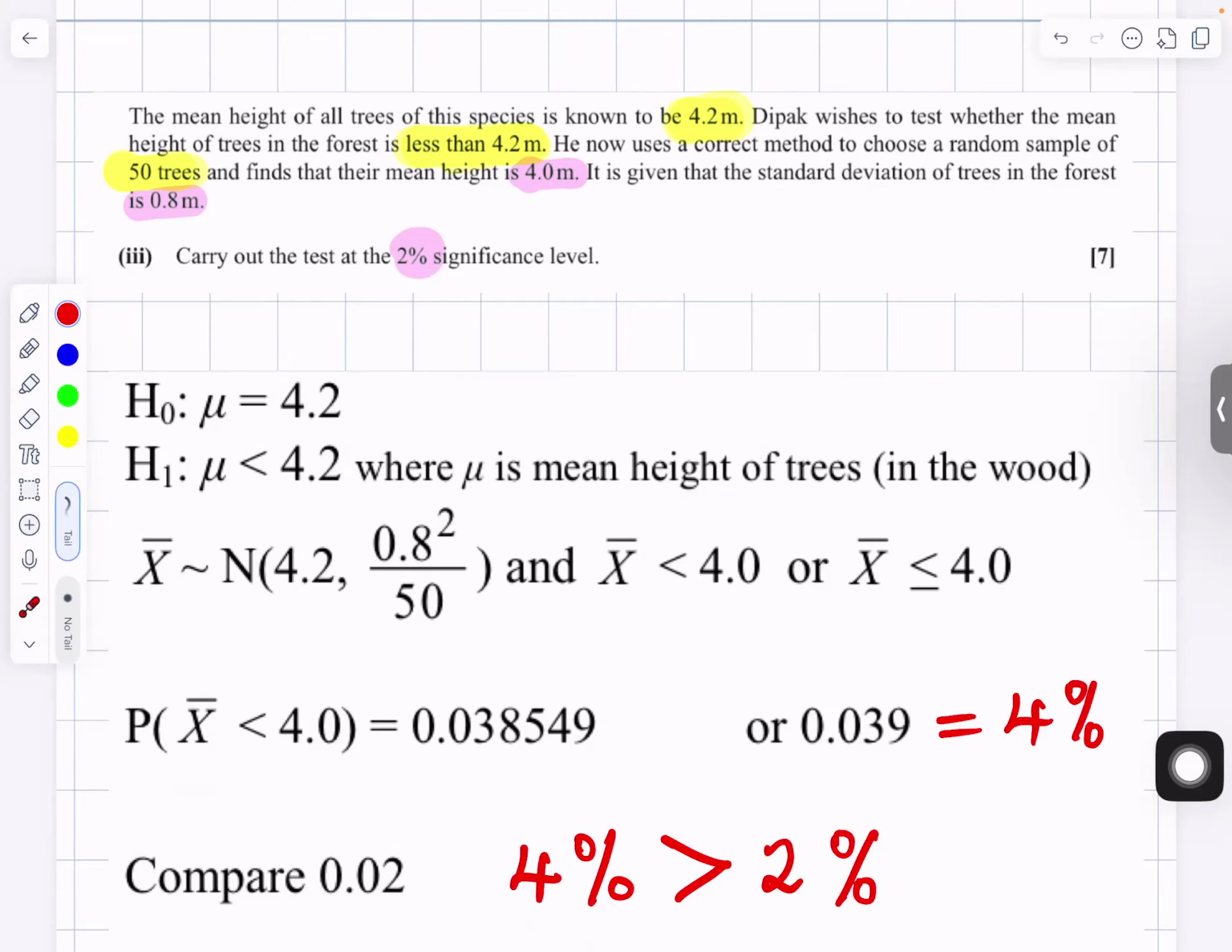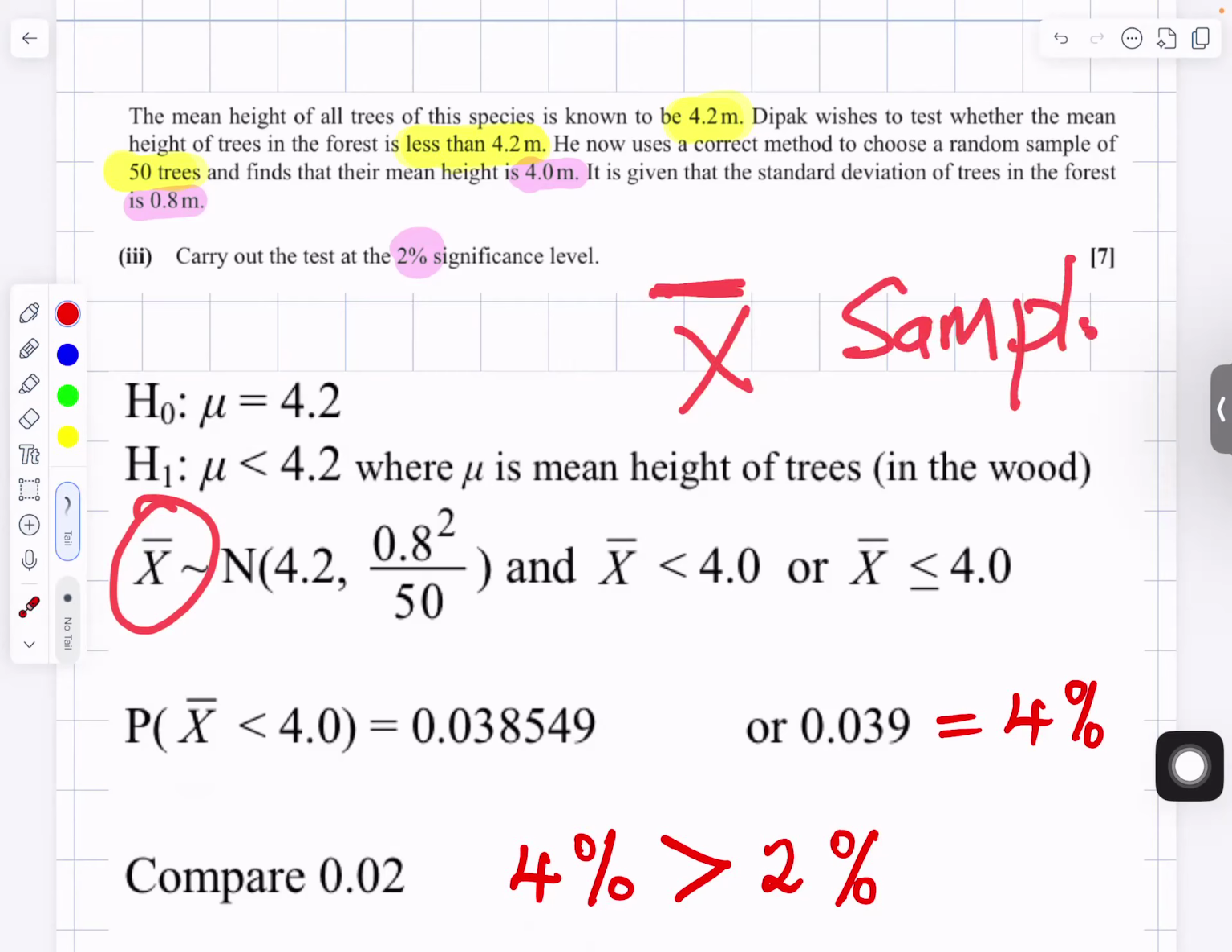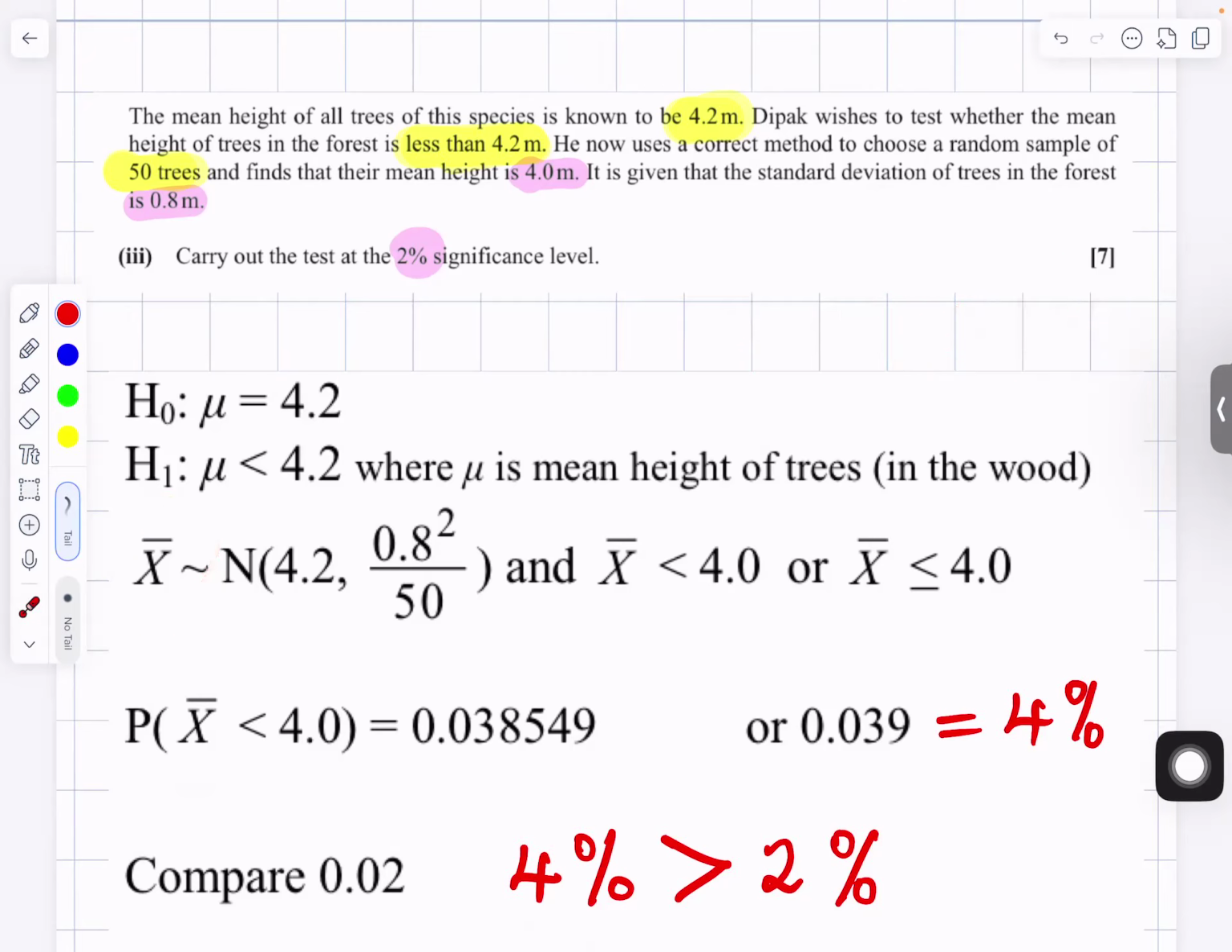Now we didn't use all the trees in the wood. That would take years to count it all. So we use a sample. And when we use a sample, we write it as X bar like that. The 50 trees is a sample, not all the trees. That's why there's a bar on top, sample. And it's normally distributed. So the mean is 4.2. And then the variance is 0.8 squared over 50.